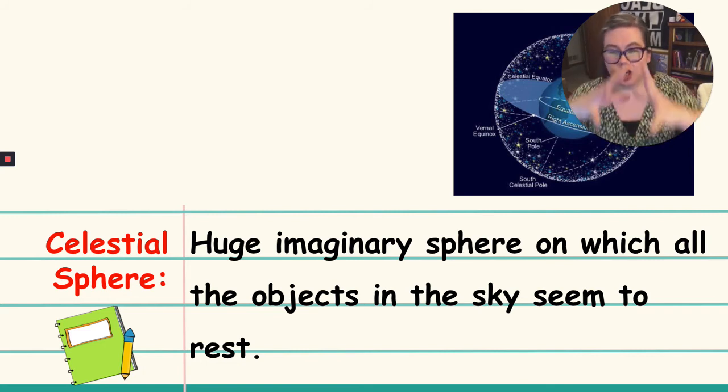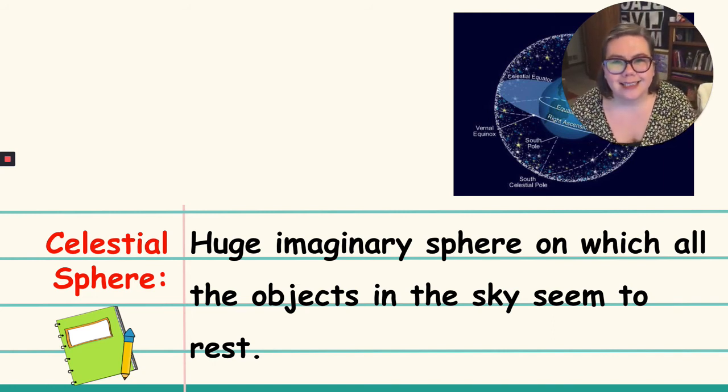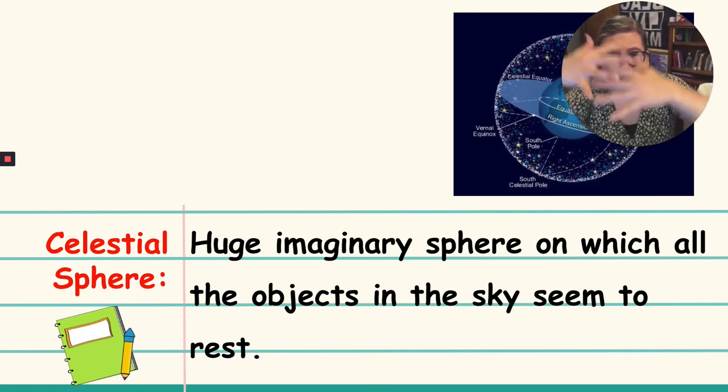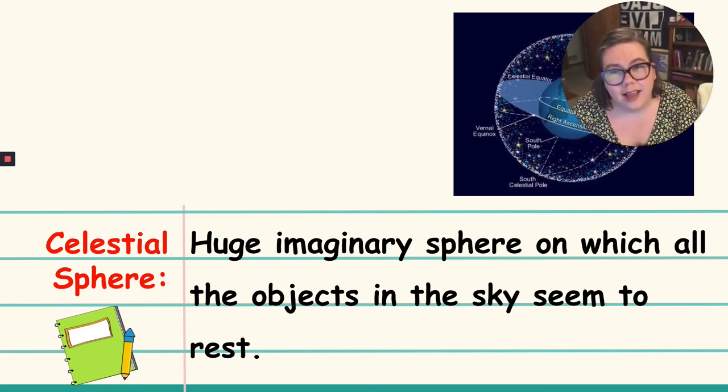It is this huge imaginary sphere on which all the objects in the sky seem to rest, right? From our perspective, laying in the grass staring up at the stars, it kind of looks like this big flat black bluish canvas with all these bits of light on it. And that's what we call the celestial sphere. Now that we've learned more and we've been able to send things out into space, we know that's not how it actually is. But that's how the earliest astronomers started talking about the stars, and that's how we're going to start talking about the stars.